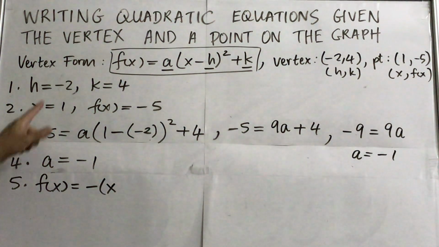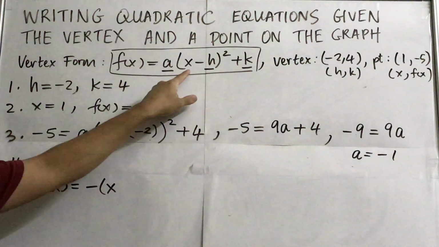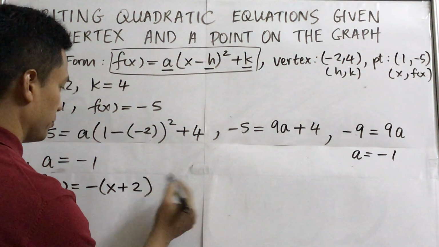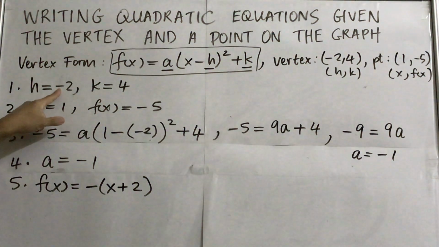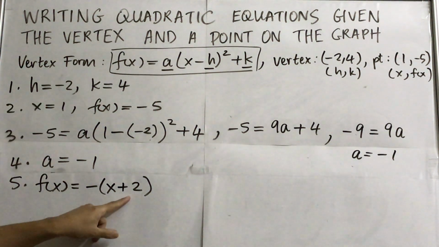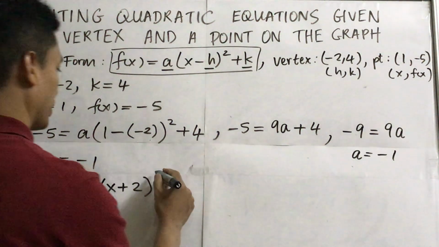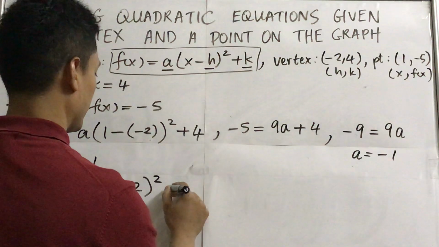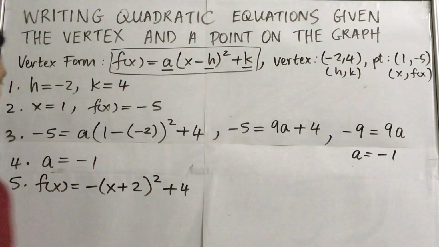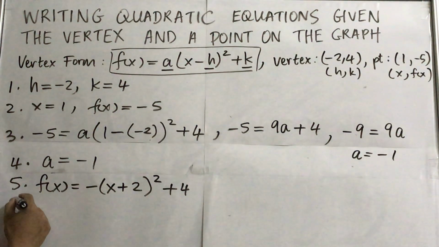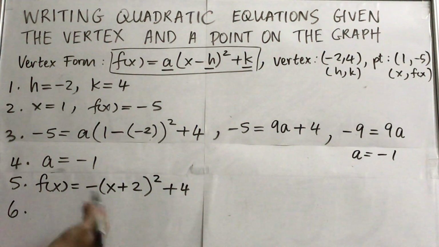Now what is your h again? -2. X minus -2 is +2. Notice that when your h is a negative, it becomes a positive inside the vertex form. Don't forget the square. +4. Okay, finally, we have a vertex form. What do we need now? We need the standard form. That will be step 6.